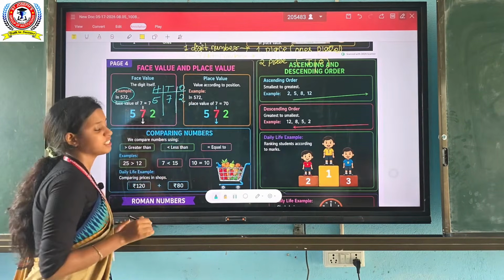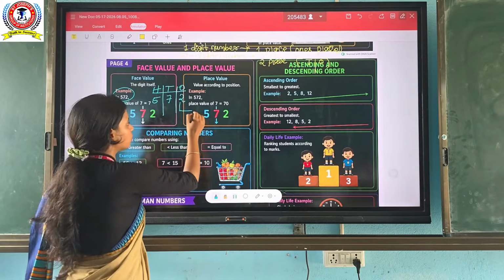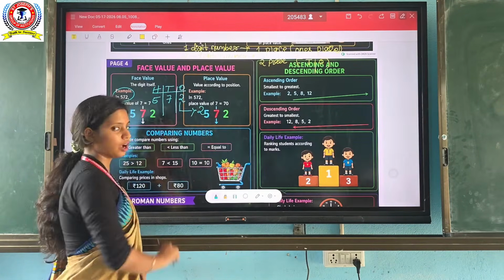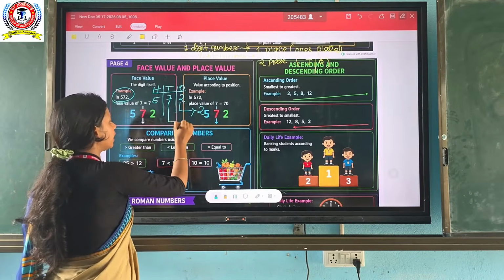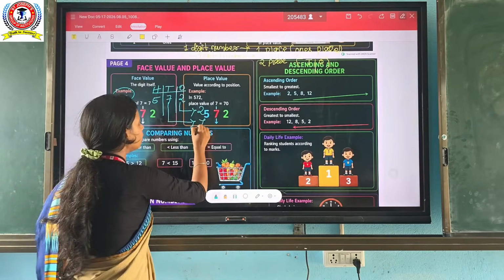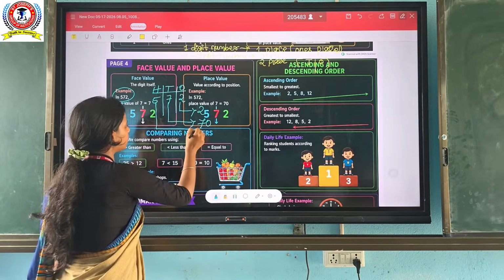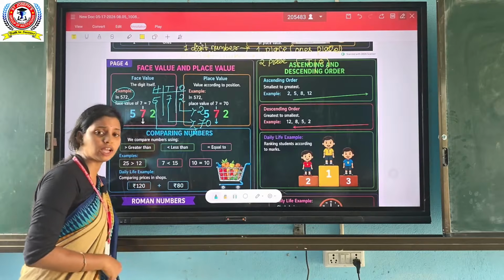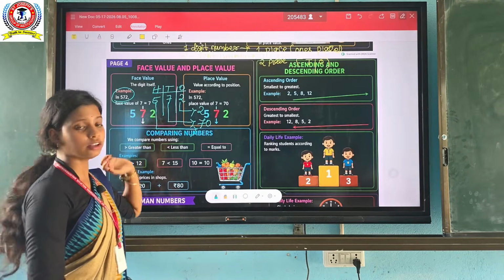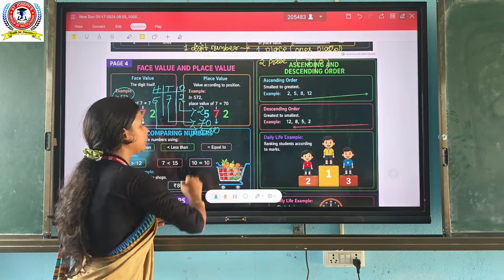572. So what is the place value of 2? 2 is in the ones place, so the place value of 2 is 2. So what is the place value of 7? 7 is in the tens place, so the place value of 7 is 70. Okay, so next one is the 100 place. So what is the place value of 5? 5 is in the 100 place here, so the place value of 5 is 500.